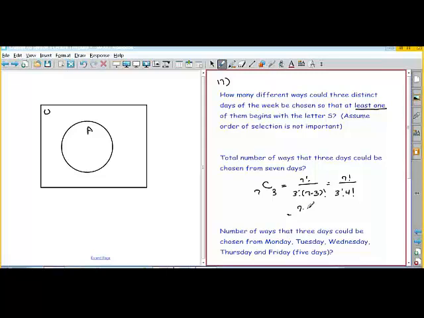So we rewrite 7 factorial as 7 times 6 times 5 times 4 factorial. We go down to the largest of the 2 factorials, and then we can cancel those out. And so that leaves us with 7 times 6 times 5 divided by 3 times 2 times 1, which is going to be 35. Now, how did I do that so quickly? Does anybody see where I could simplify this further before I did that calculation?